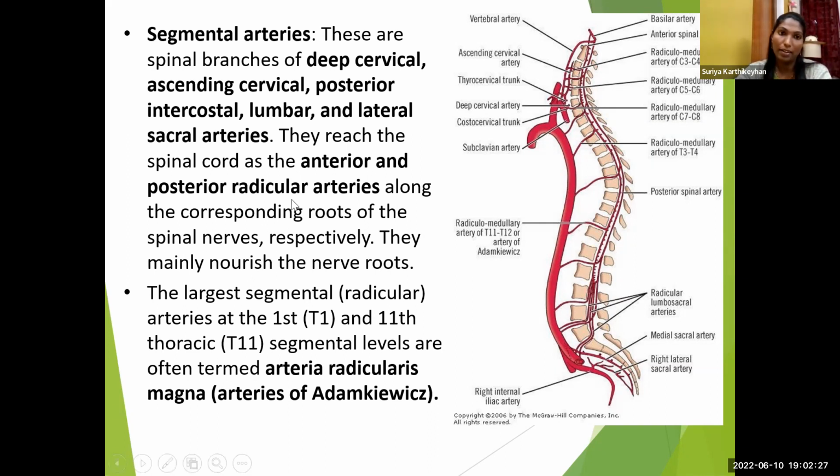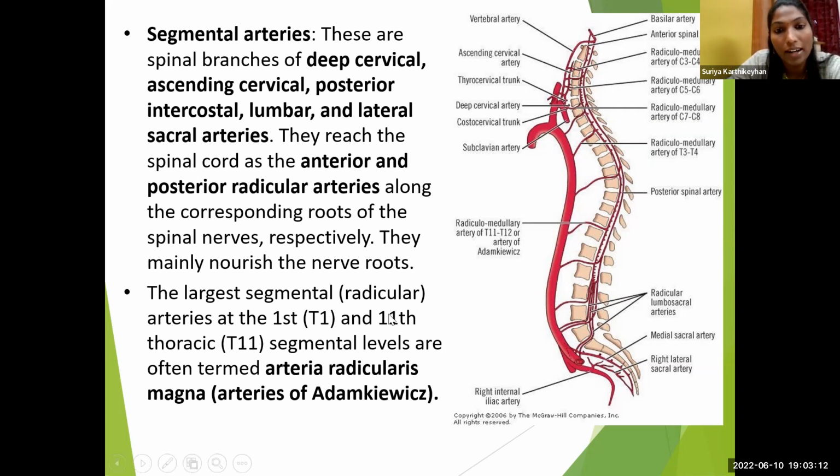Segmental arteries are the spinal branches of the deep cervical, ascending cervical, posterior intercostal, lumbar, and lateral sacral arteries. They reach the spinal cord as anterior and posterior radicular arteries along the corresponding routes. They mainly supply the spinal nerves. That's why the spinal nerves lack blood supply. Not the entire spinal cord lacks blood supply. Actually, the spinal cord receives blood from the anterior spinal and posterior spinal arteries, but the spinal nerves at these regions get blood only from the segmental arteries. So when a segmental artery is ligated and cut, or injured, that part of the spinal nerve lacks blood supply, resulting in paraplegia.